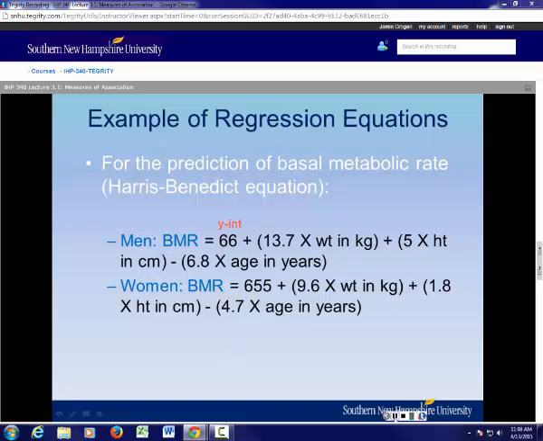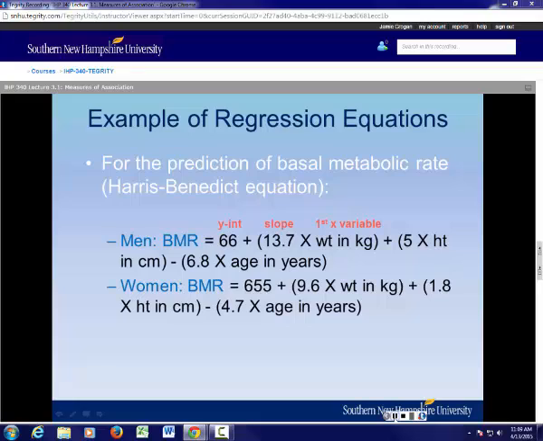So let me just show you. Let's just look at the equation for men. The 66, that's the y-intercept. The 13.7 is the slope associated with the first x variable, weight, measured in kilograms. The next x variable is height, with its slope of 5. The next x variable is age in years, with its slope a negative 6.8. So you have mx, mx, mx. You have a slope and an x variable. You have one y-intercept. All of this equals a y, in this case basal metabolic rate.